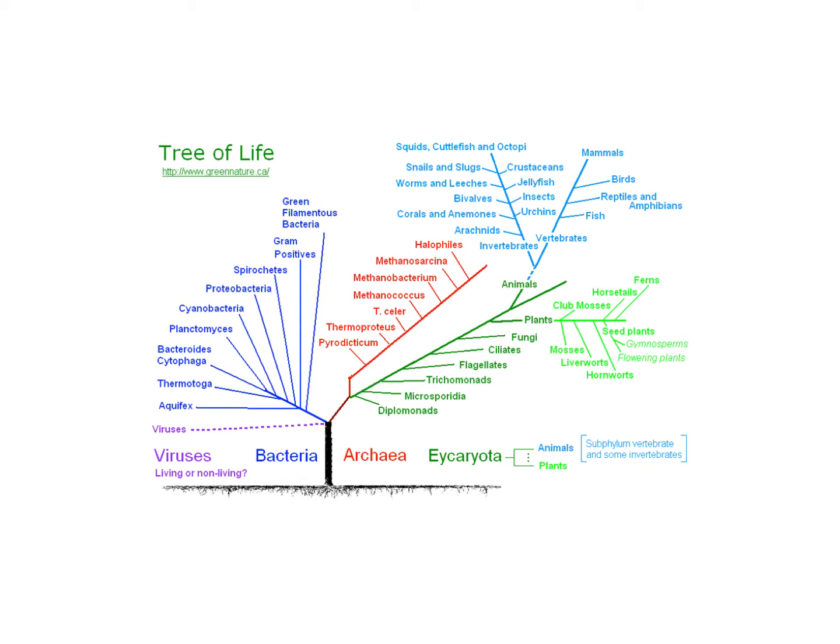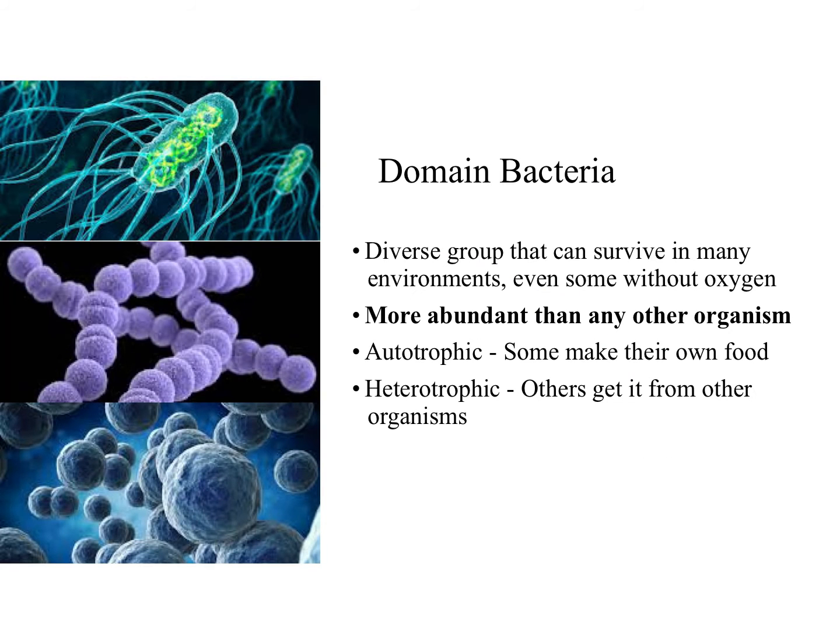Here's just another diagram, again showing you our 3 big domains. So we have Bacteria, we have Archaea, and then we have Eukarya, which is mainly our plants and our animals. So the first domain we're going to talk about is Bacteria. Bacteria, we should be familiar with. Yes, we have some experiences with bacteria.